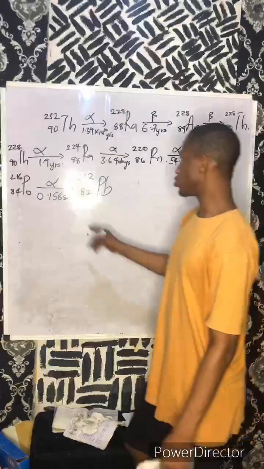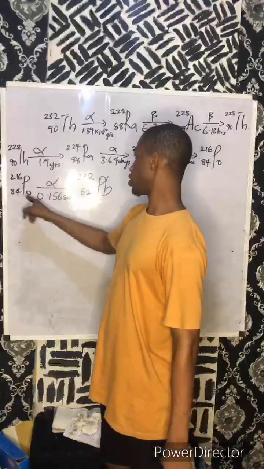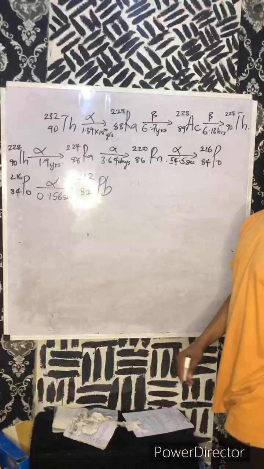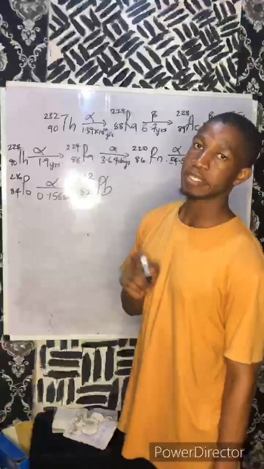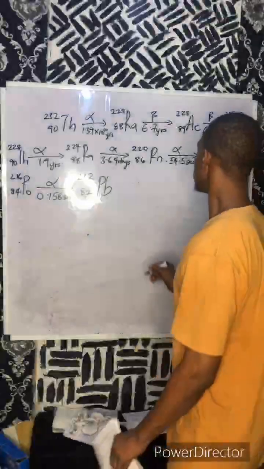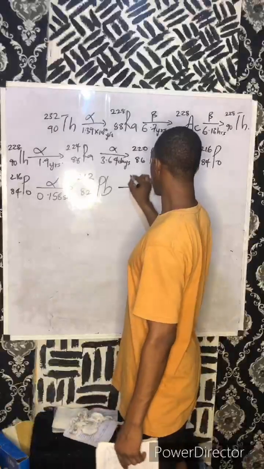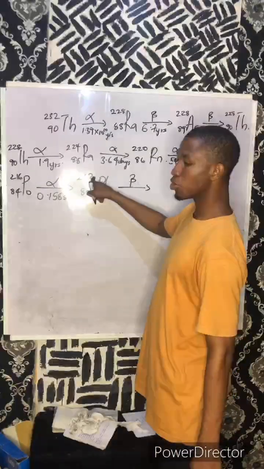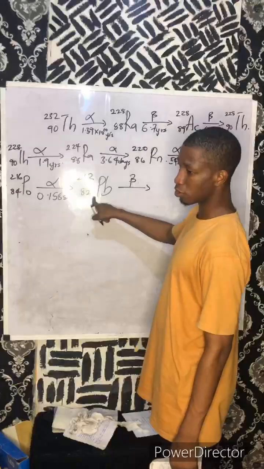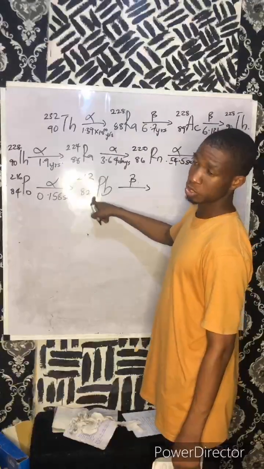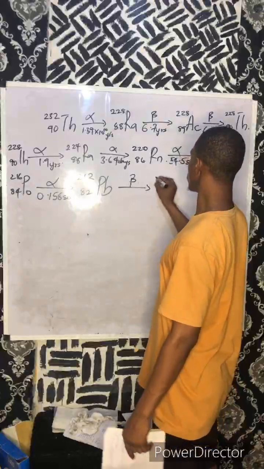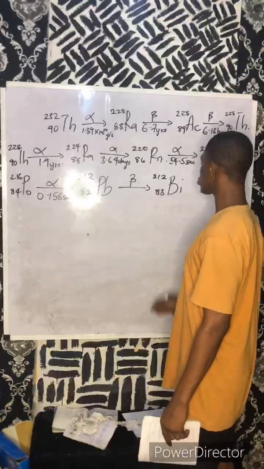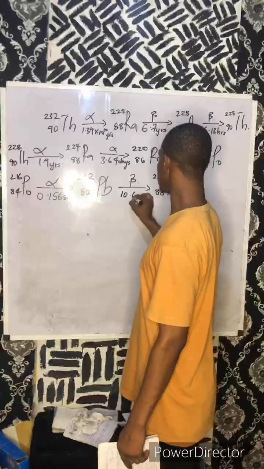Now, why is it giving us lead? Don't forget, 216 minus 4 is 212, 84 minus 2 is 82. It's looking like this is our final product, right? But that's not our final product. We're going to 208 82 lead. So from here, it will emit a beta particle. Beta means subtract 0 from up, subtract minus 1 from down. If you are subtracting minus 1 from down, it means you are adding 1 to the down. So that will be 212 83 bismuth. This happens for about 10.6 hours.